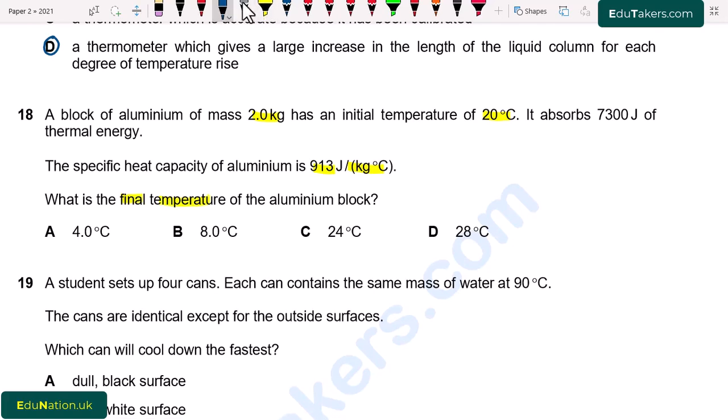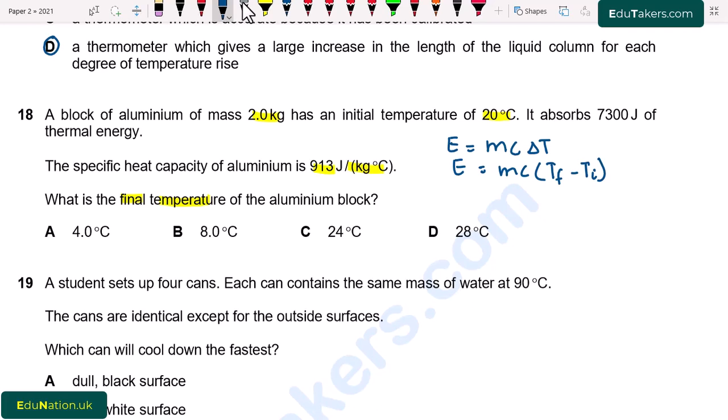Here I use that energy is equal to mcΔT, where m is mass and c is specific heat capacity. ΔT is the change in temperature. So I write energy is equal to mc(Tf − Ti), where Tf is the final temperature and Ti is the initial temperature. We have to find the value of the final temperature.